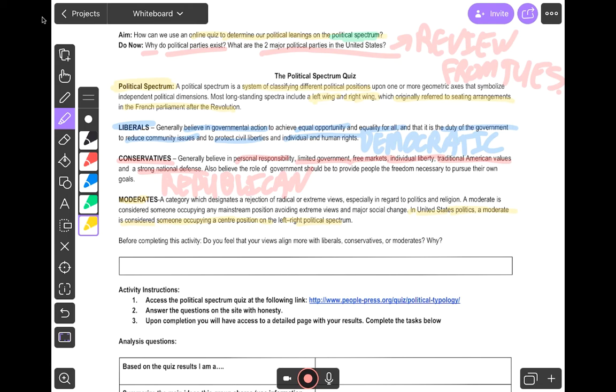Before we get to the actual activity, you're going to think about where your views align. Where do you think you fall on this spectrum? Do you feel like you are a liberal? Do you feel like you're conservative? Or do you feel like you're moderate before we do this quiz?